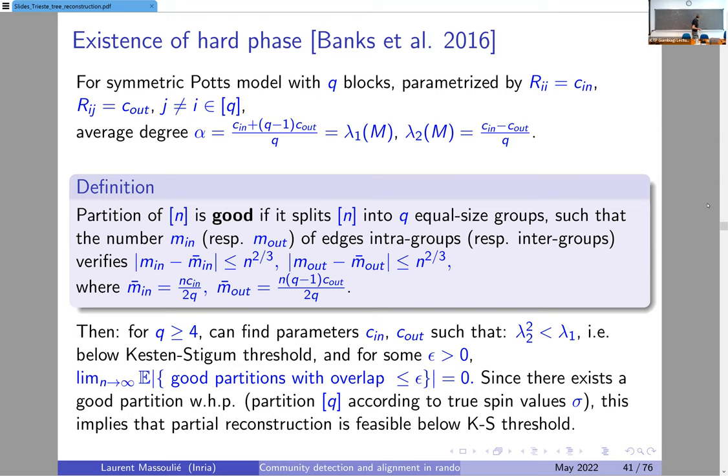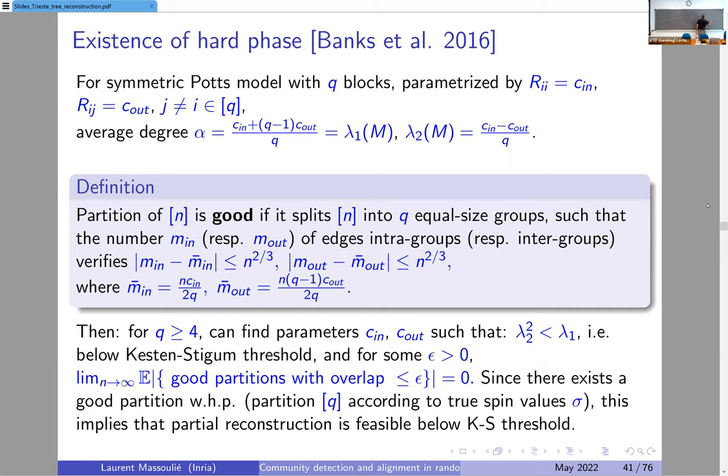So it's a partition of the n vertices into equal sized blocks, so rounding off, I mean, if n is not divisible by Q. So you split it into Q sets of size roughly n over Q. And you ask that the number of edges within each block is the one that you would expect if you had picked the right blocks. So we know that within a block we have n over Q vertices, and for any two of them we have a probability C in over n of putting an edge.